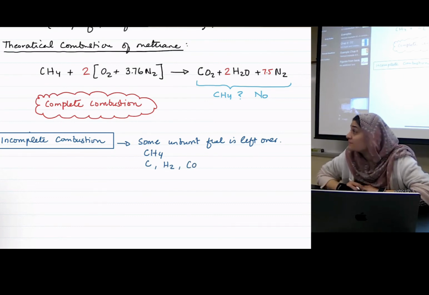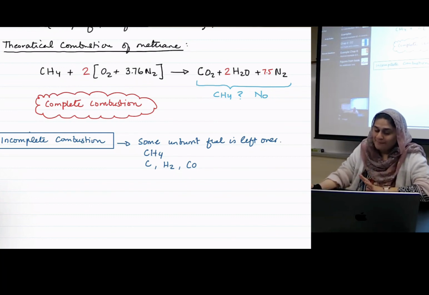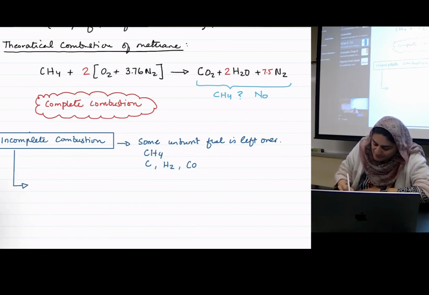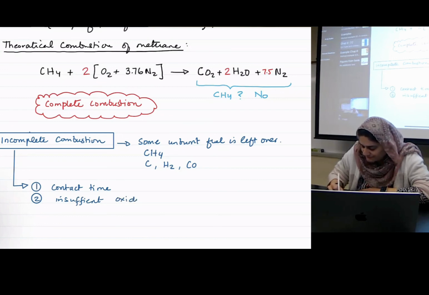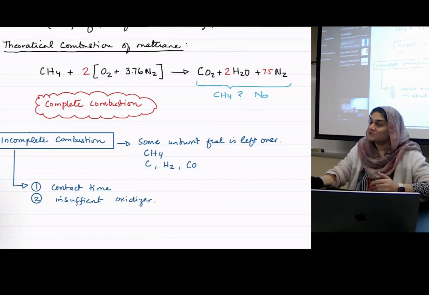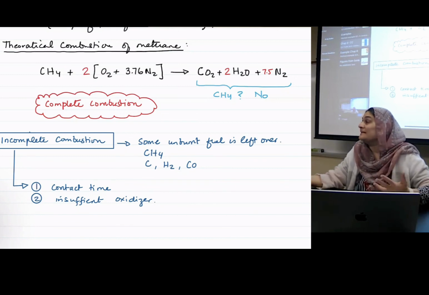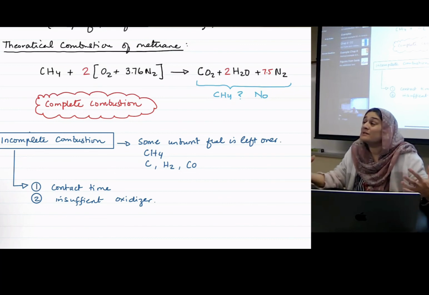And when we run our cars, is carbon monoxide produced every time? So is it a complete or an incomplete reaction? Make sense? And why would that happen? Time. Yep. That's one of the reasons. Contact time. Number 2, insufficient oxidizer. Not enough air went into the chamber. Or there was a leak there that enough air went in, but enough air didn't react.